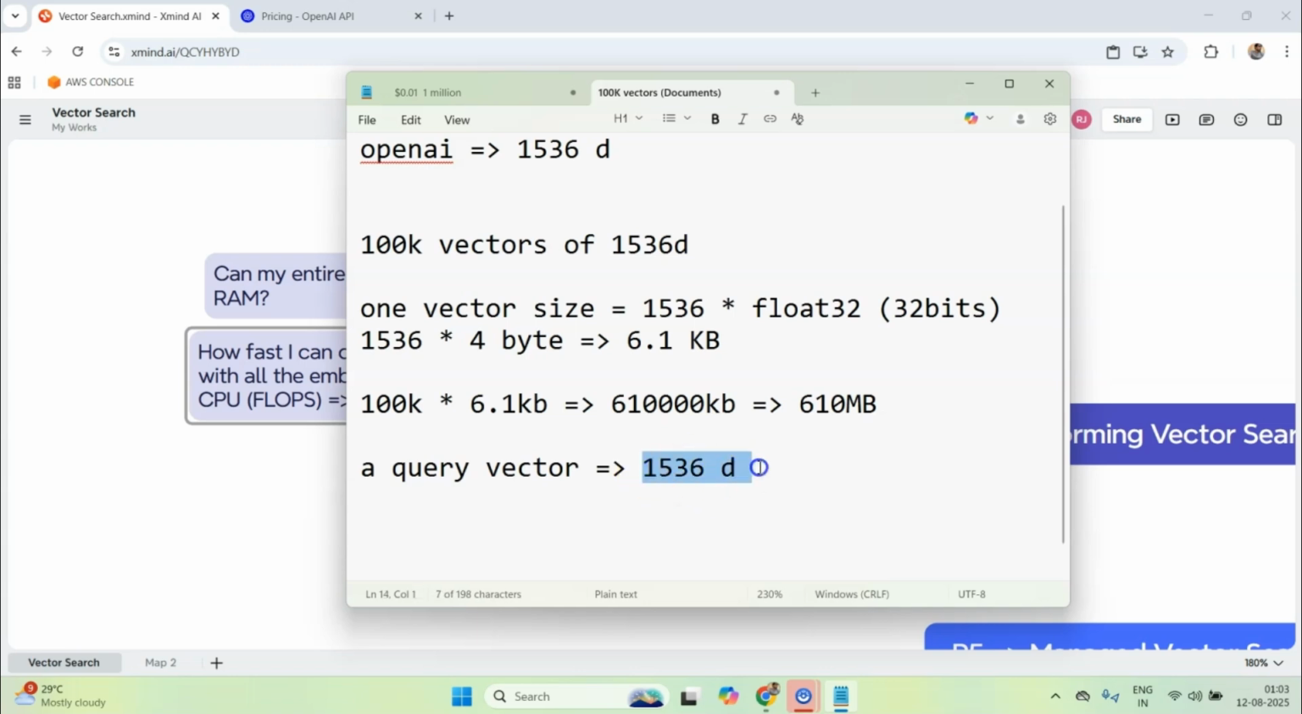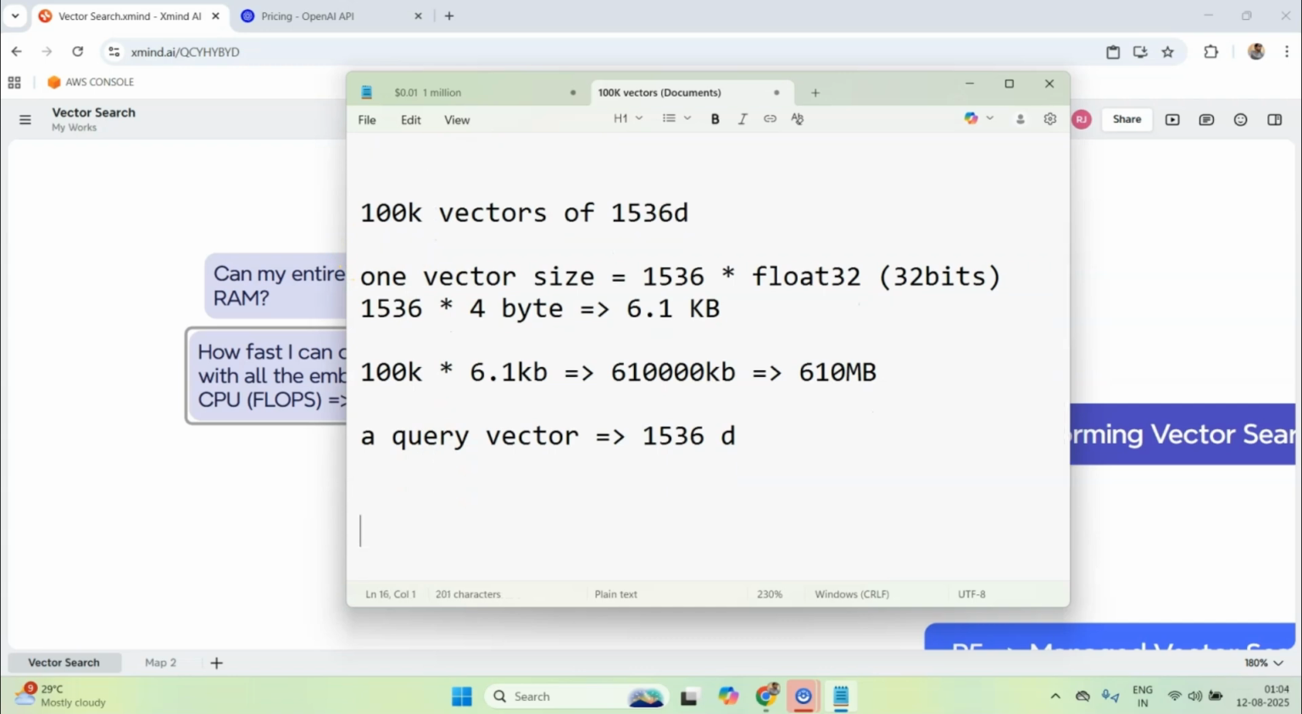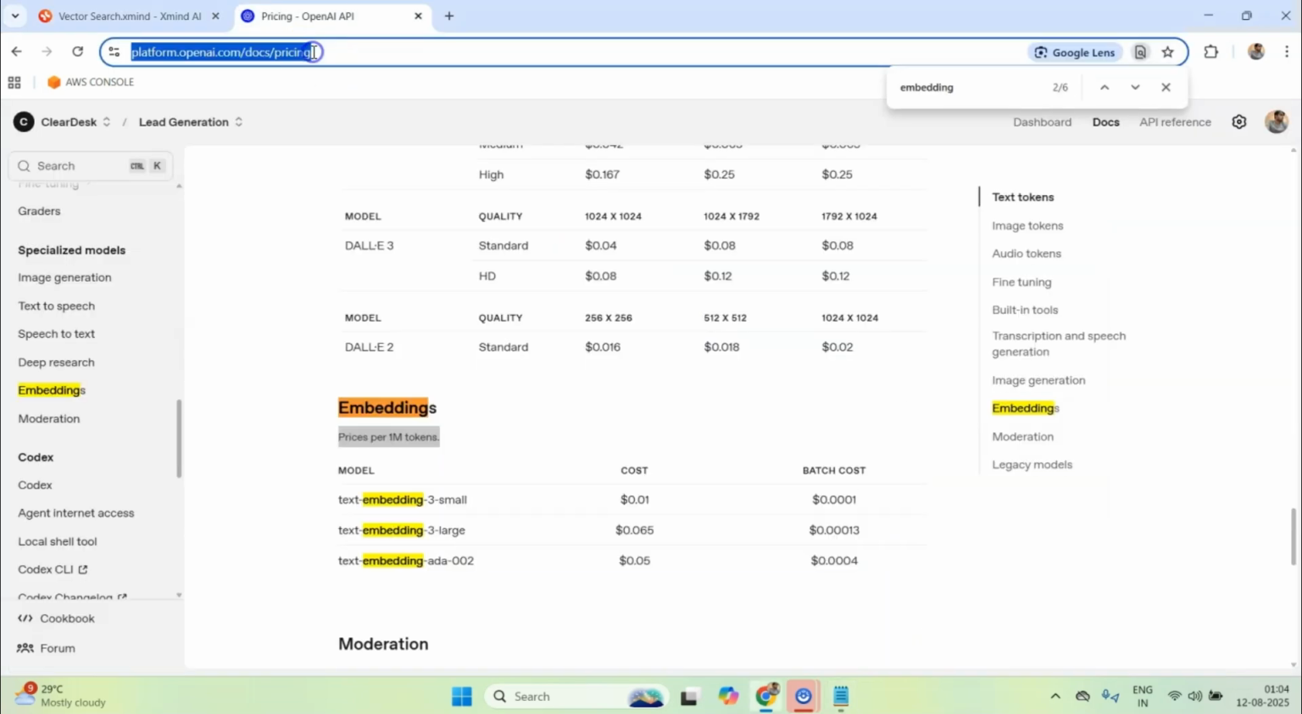So how much time will it take to do this search 100k times? That's the question that we want to answer here. Can we compute how much time it will take? We cannot exactly compute it, but we can roughly compute it and be pretty accurate. So let me show you something.